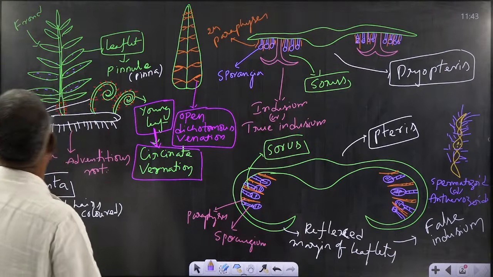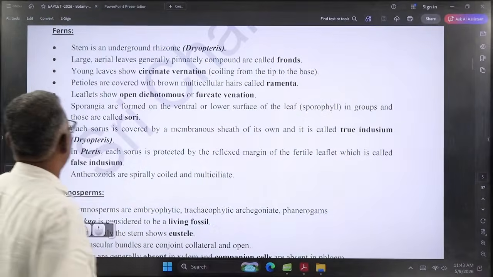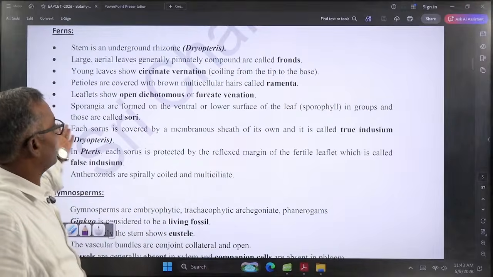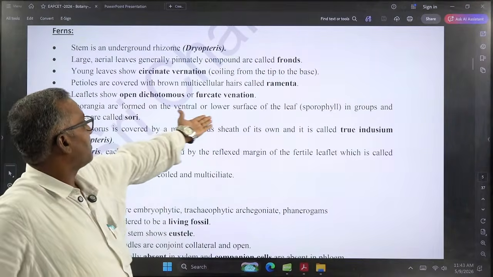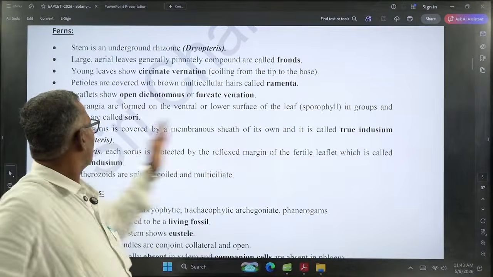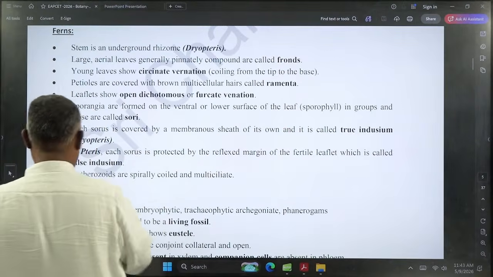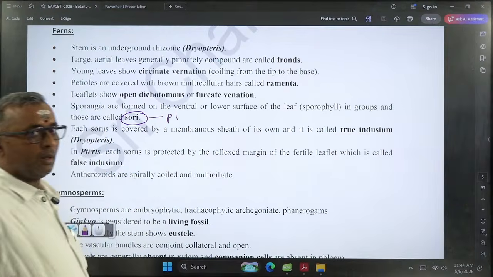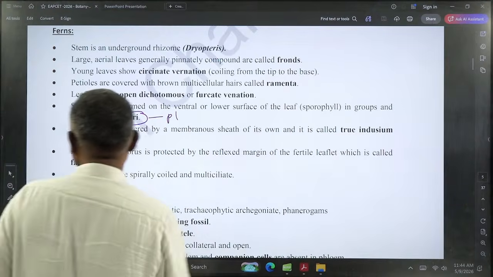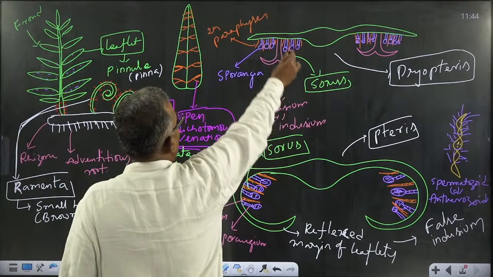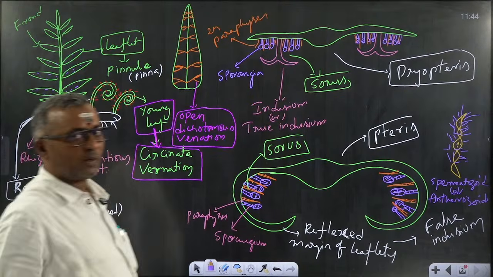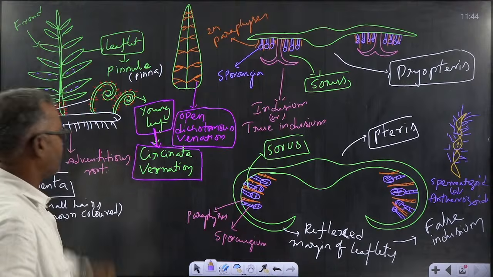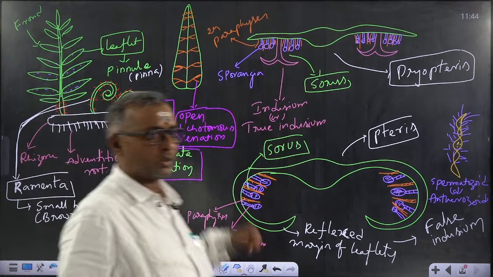See, I told you a lot of details today. All these details were mentioned here. You can check. Sporangia formed on the ventral or lower surface of the leaf in groups. That group is called a sorus, singular sorus, plural sori. What is a sorus? This group of sporangia is called a sorus.